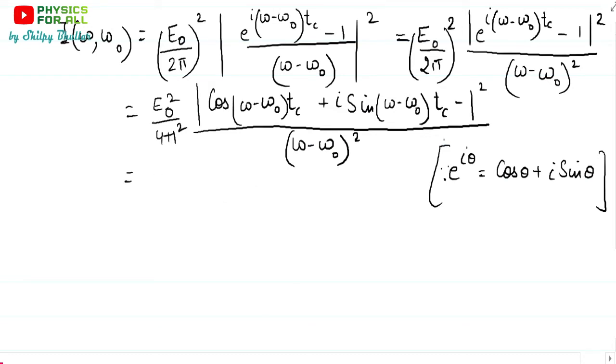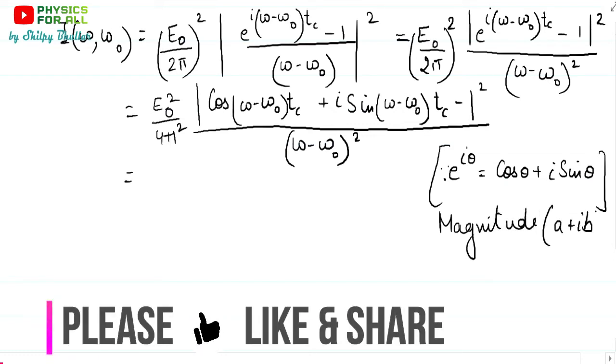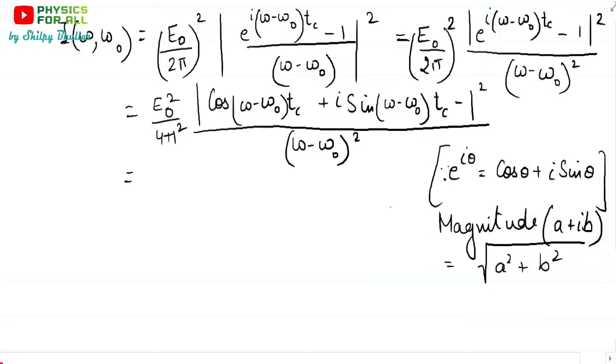One more thing that you should remember is whenever we say magnitude of anything, if it is a plus iota b, then that is the square root of the squares of these components. Here we have to find the magnitude and then square it. So if we find the magnitude, we will get the quantity in a square root. That means, what do we get? E naught square upon 4 pi square. Now for magnitude, this is a square plus b square.